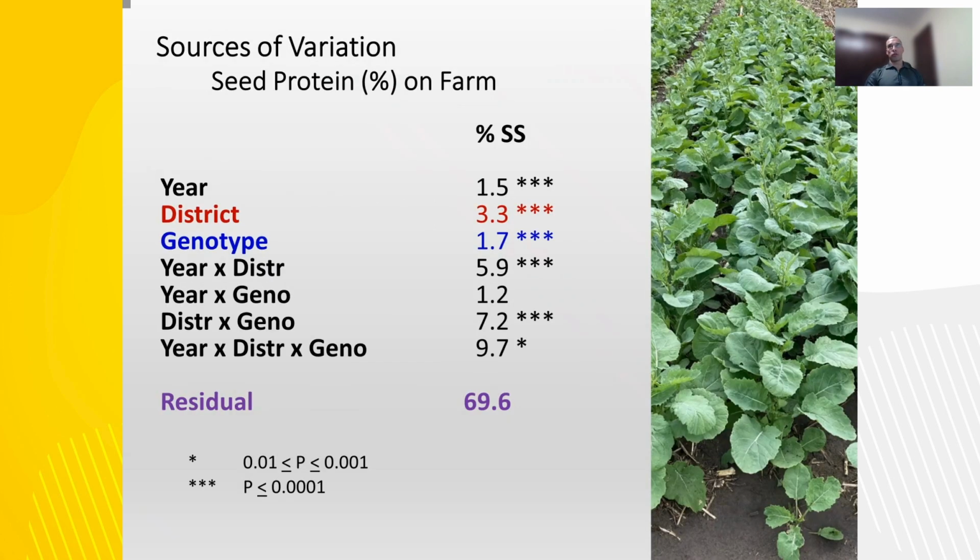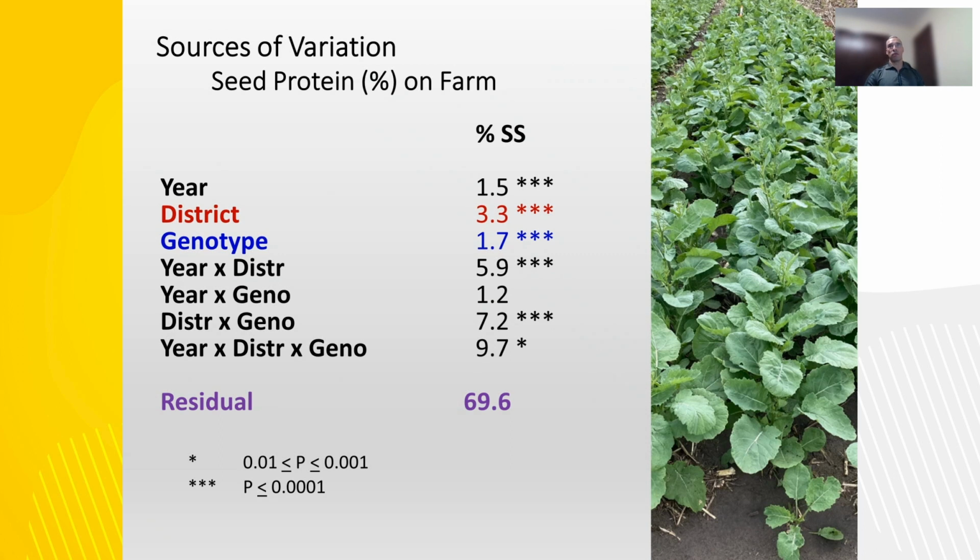So in terms of sources of variation, we did a very simple percent sum squares calculation, and we also indicated significance of those various effects. These are effects that we put in the model. We don't have a lot of explanatory variables in this case. We have year, we have district, we have genotype, and then the various interactions.